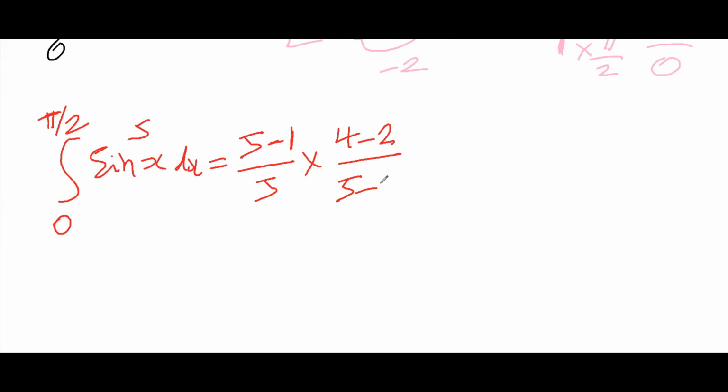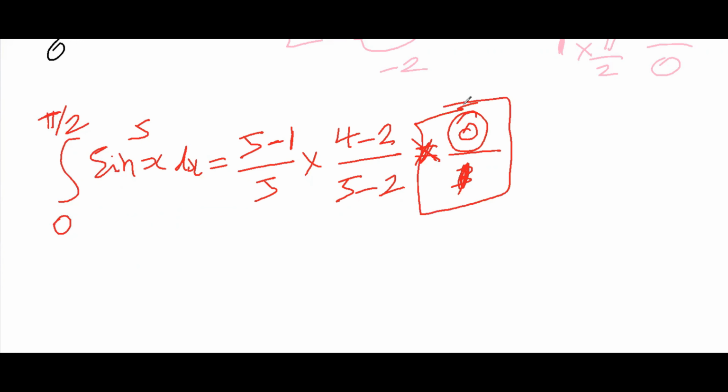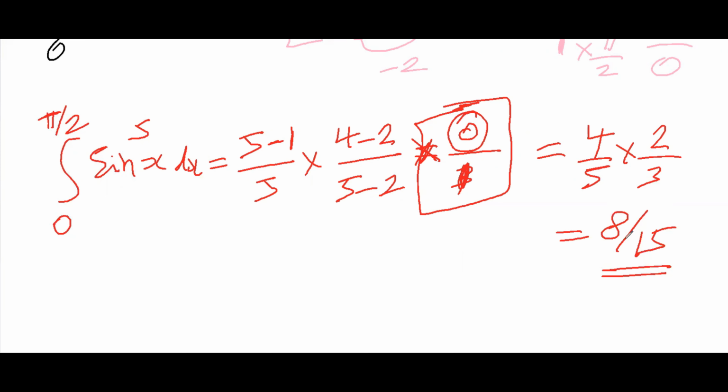Here 5, you will write 5 minus 2. Then again, 4 minus 2 is 2, and then 2 minus 2 is 0. And here 5 minus 2 is 3, and 3 minus 2 is again 1. So in the numerator you are getting 0. For this you will not do anything more. You will write the answer as 5 minus 1 is 4 by 5 into 2 by 3. So your answer is 8 by 15.